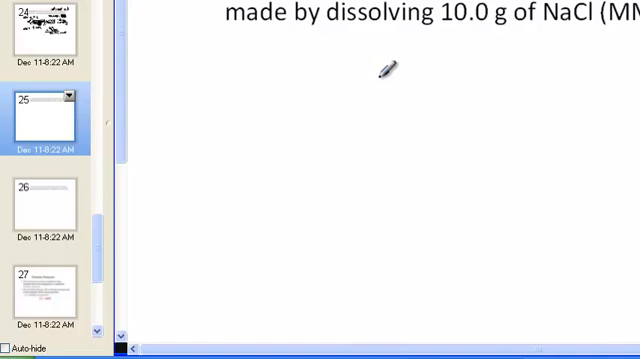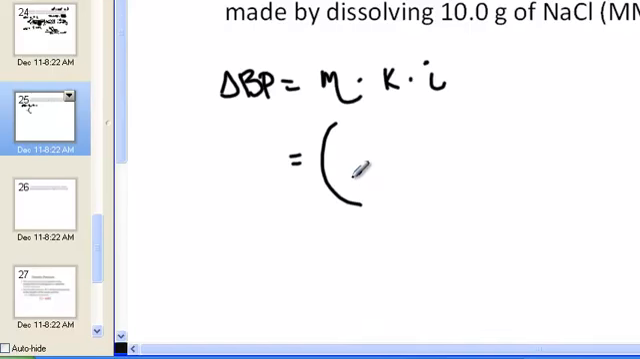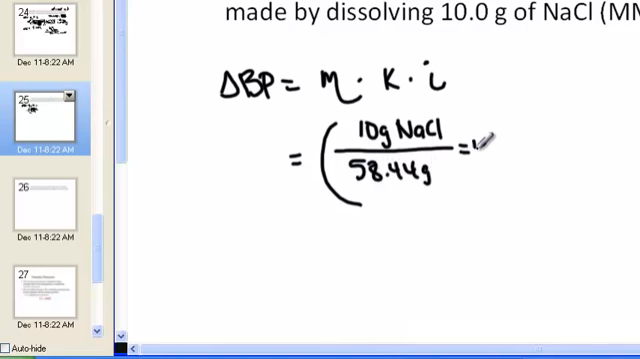What would the theoretical boiling point of a solution be if we dissolved 10 grams of salt into 54 grams of water? Oh, another good straightforward problem. The change in the boiling point is molality times the boiling point constant for water times the van't Hoff factor of sodium chloride. Molality is moles per kilogram. Moles is grams over formula weight. Our 10 grams of sodium chloride set over its formula weight of 58.44. That's our very definition of the word mole, grams per formula weight.